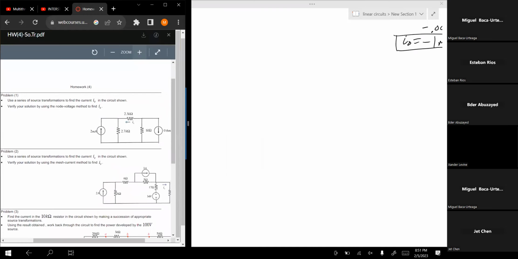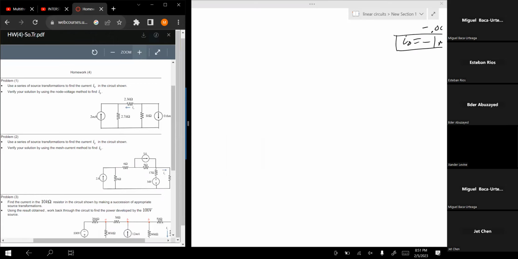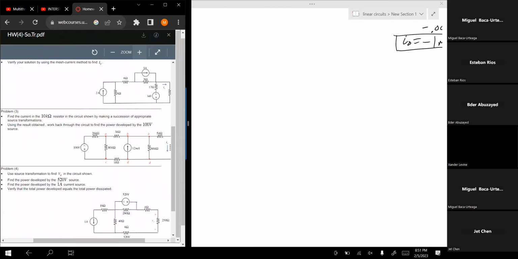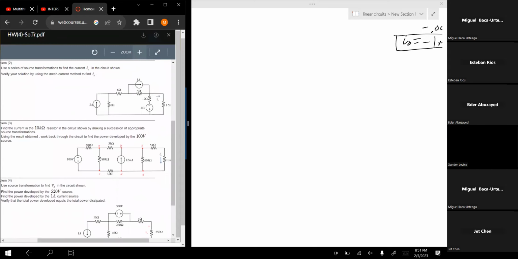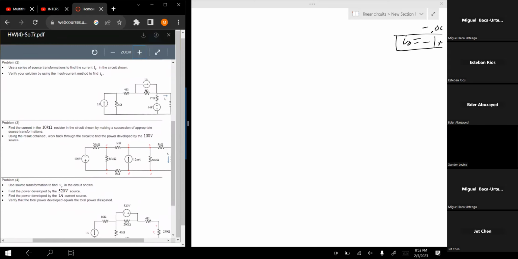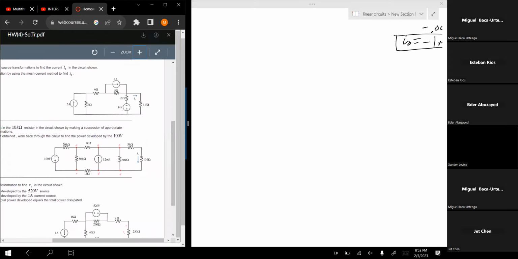Use a series of source transformations to find the current I naught in the circuit shown. Verify your solution by using, oh, we don't know the mesh current method actually. Let's skip that one. I've only asked 3 questions. Should we do number 3, maybe? Find the current in the 10 kilo ohm resistor. Okay, this is not too bad.